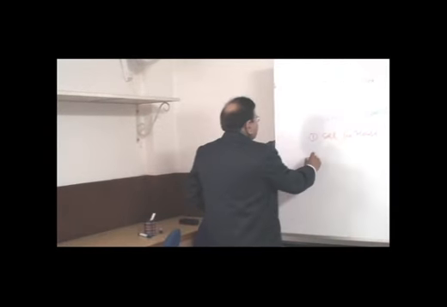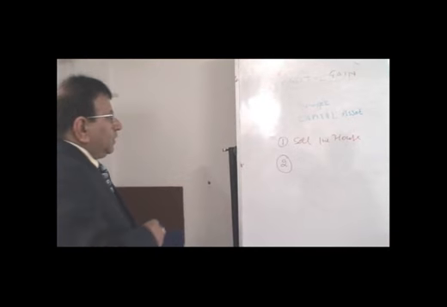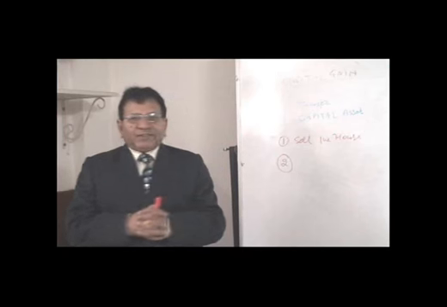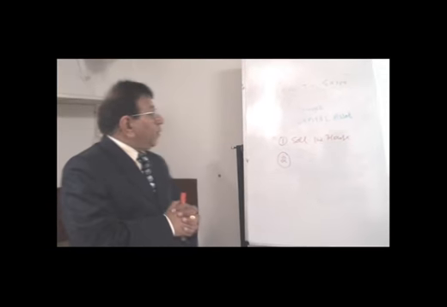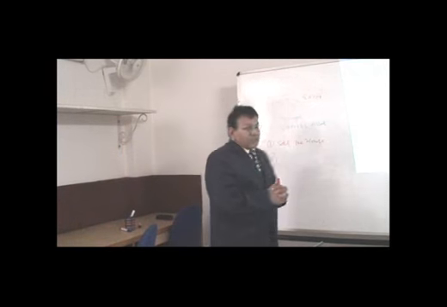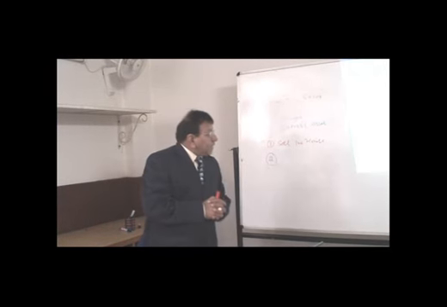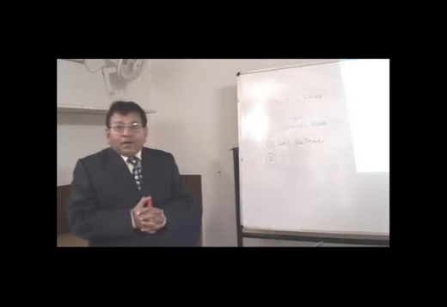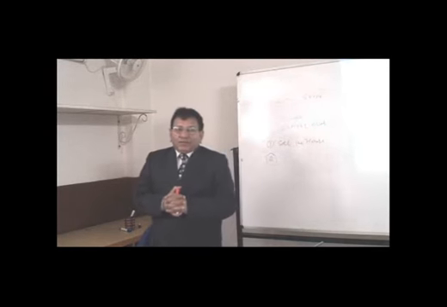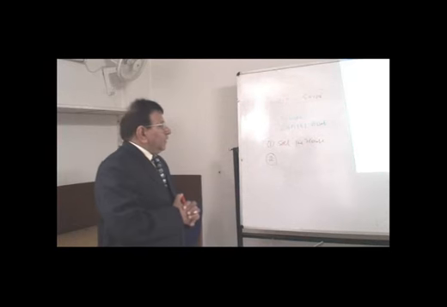Another option is that they should distribute both the houses to the two members. For example, house 1 may be given to Mr. X and house 2 may be given to Mr. Y at the market value.